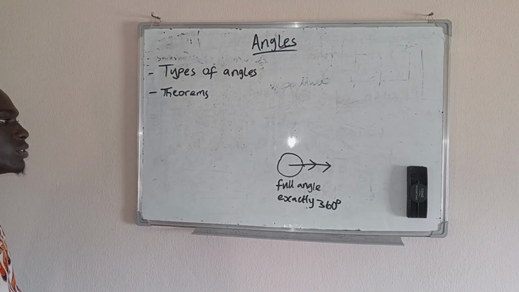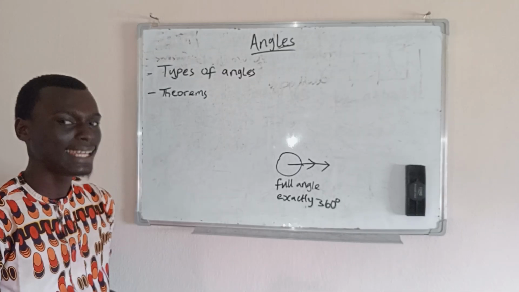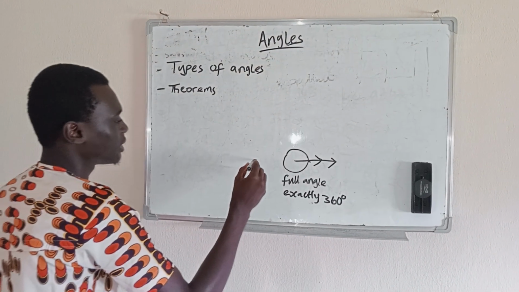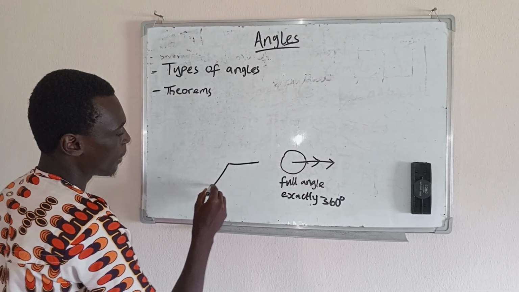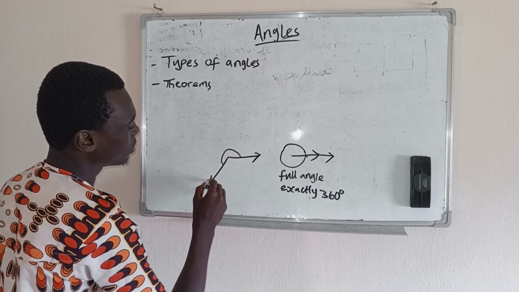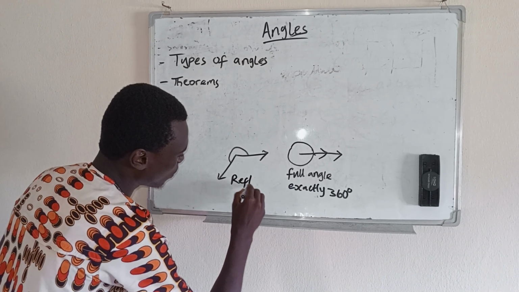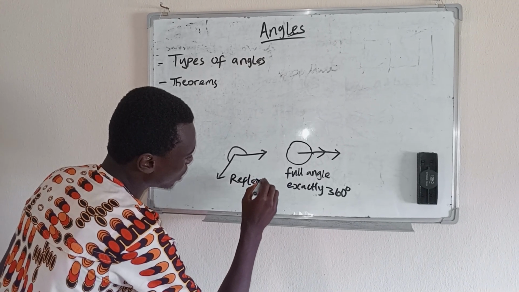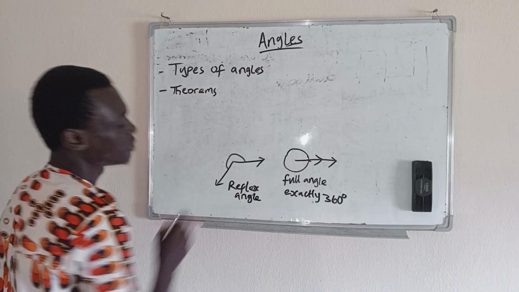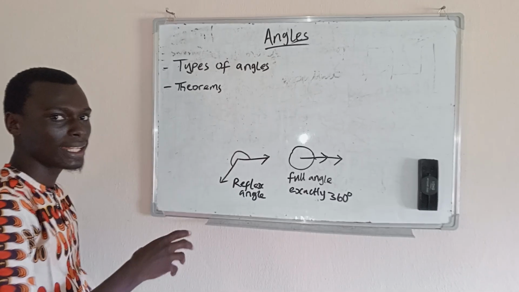And then the next one I would like to talk about is reflex angles. What are reflex angles? Reflex angles are angles that are more than 180 but less than 360 degrees. Something like this. This is a reflex angle. Reflex angle. Less than 360 degrees but more than 180 degrees.